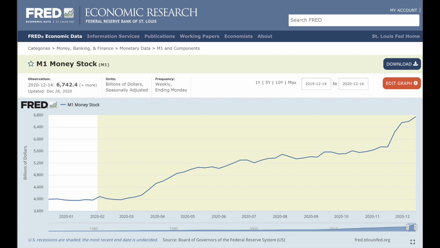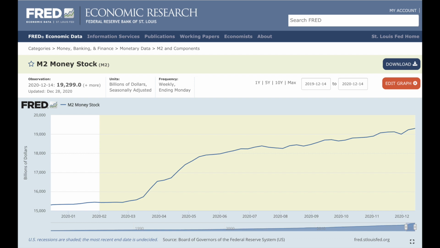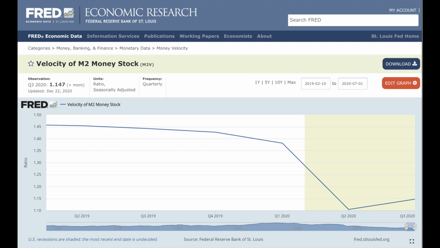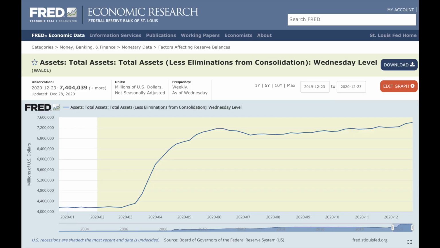And M2 is doing the same, still going up as well, as you can see. And even for those who think there is no inflation, who say, oh, velocity is low. And yes, velocity is low, but it's starting to pick up as well. As you can see here, M2 money velocity is bottoming, it looks like. We need to keep an eye on that, of course. And the Fed's balance sheet as well just made a new high at 7.4 trillion.